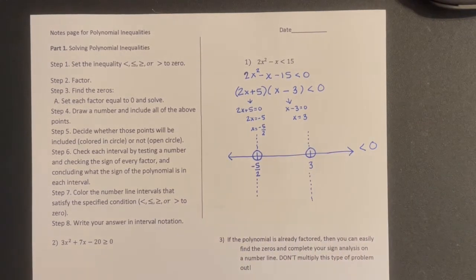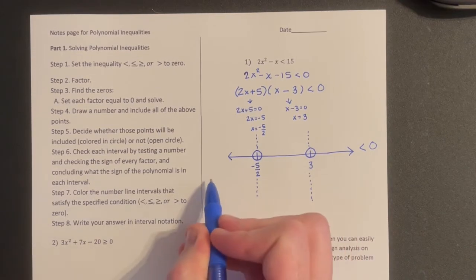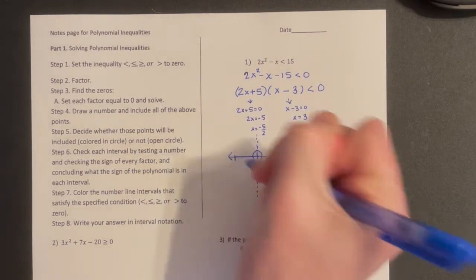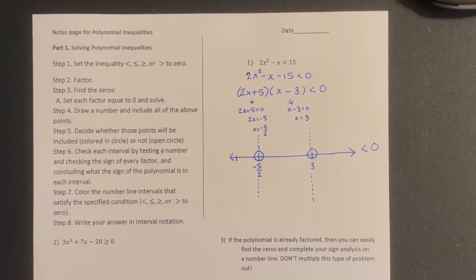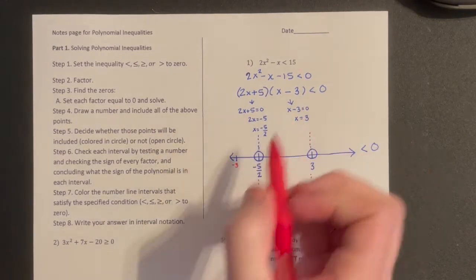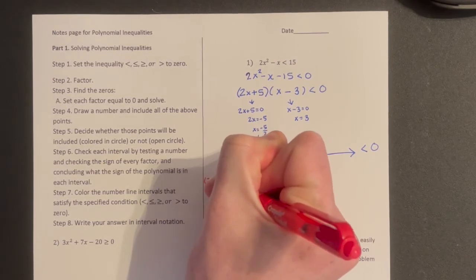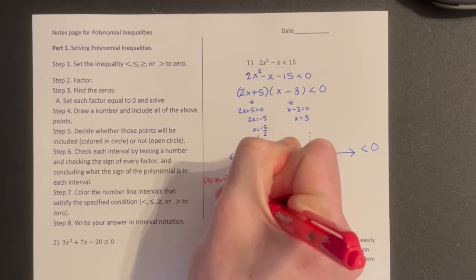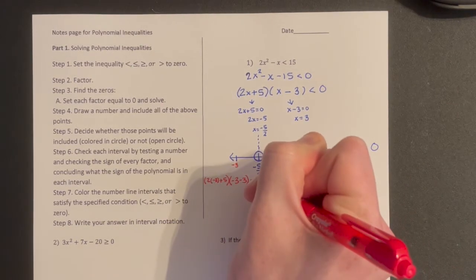So we set up the 3 different areas and we did sign analysis on each interval. So we want to pick a value to the left, in between negative infinity and negative 5/2. And so that could be something like negative 3. So let's do that in a different color. So let's pick negative 3. And we just test it out. And I can just go straight to our factored form and do 2 times negative 3 plus 5, and then negative 3 minus 3. We're wanting to know, is that going to be less than 0?